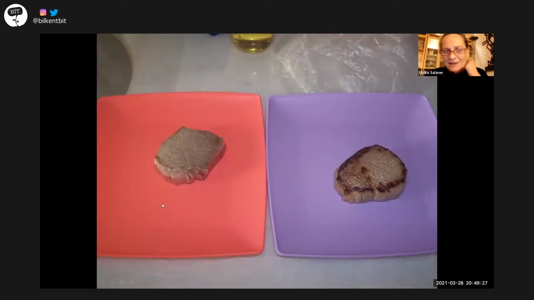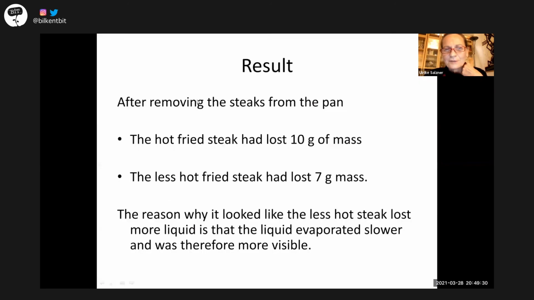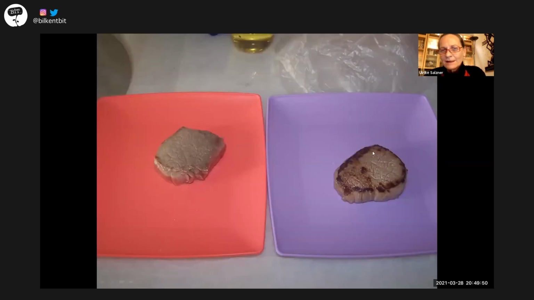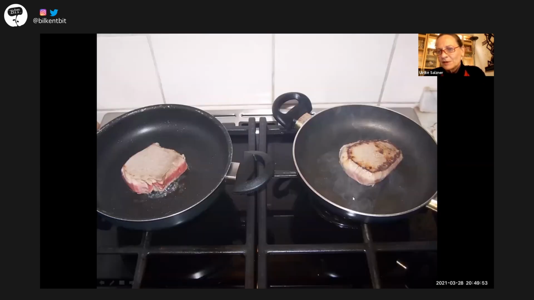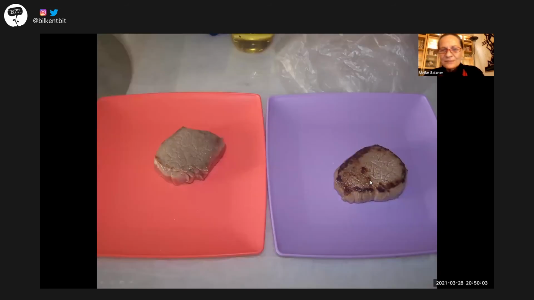Now I weighed the 2 steaks, and the result was the steak from the hot pan had lost more water than the one from the cold pan. The hot fried steak lost 10 grams of mass. This is water which evaporated, and the less hot one lost 7 grams. So why did it look like the juice came out of the cold one? Because in this hot pan, it was evaporating so fast that we couldn't see the liquid. It evaporated more because it was hotter, and the sealing on the surface doesn't work, right?